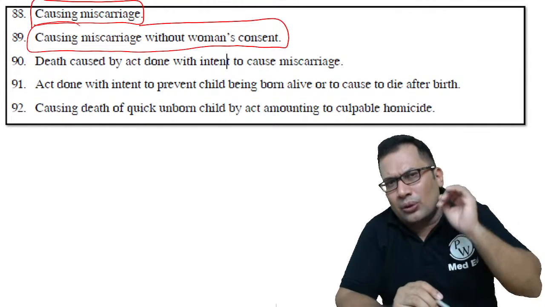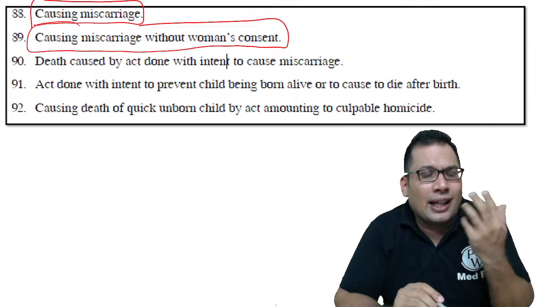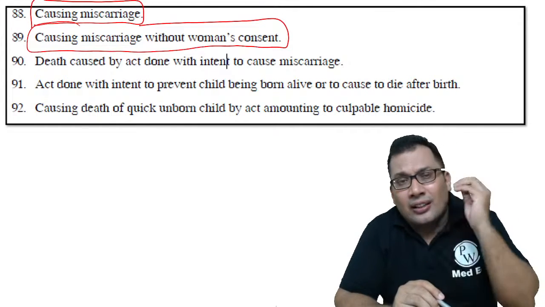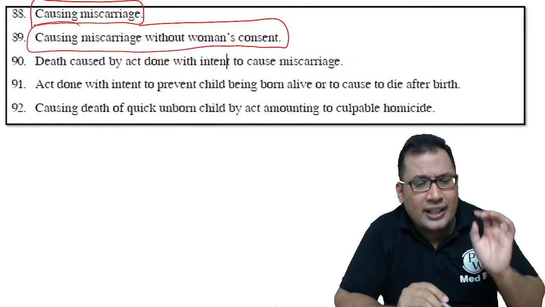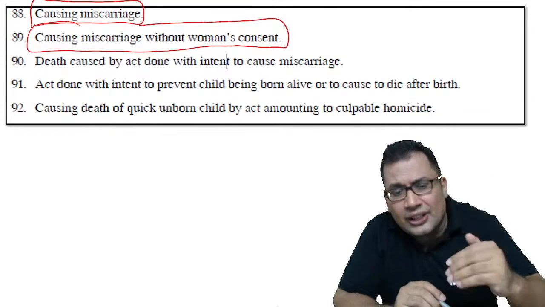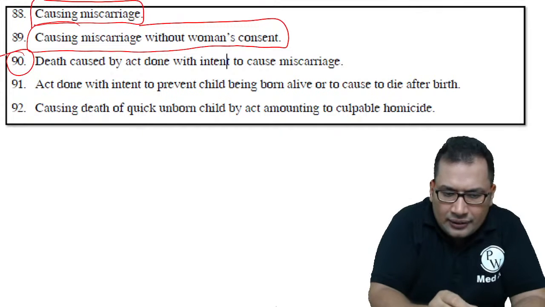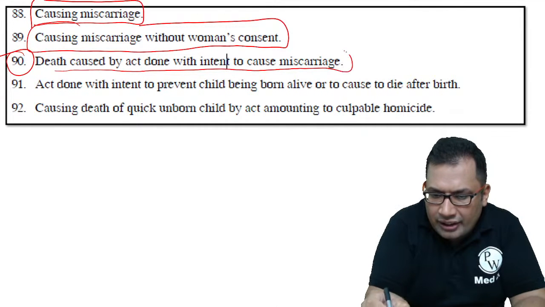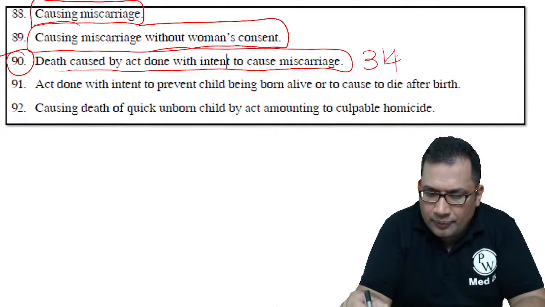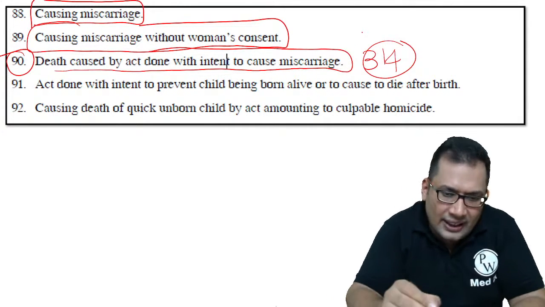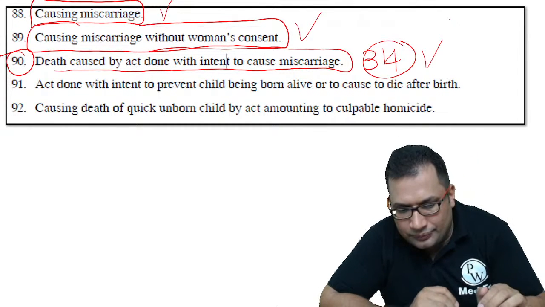So from now onwards, you should use the word BNS, like IPC earlier. Now you should say BNS everywhere. 89 BNS, what is it? Causing miscarriage without woman's consent, that is 313. 90, death caused by act done with intent to cause miscarriage, previously it was 314. So these three are important sections related to criminal abortion.